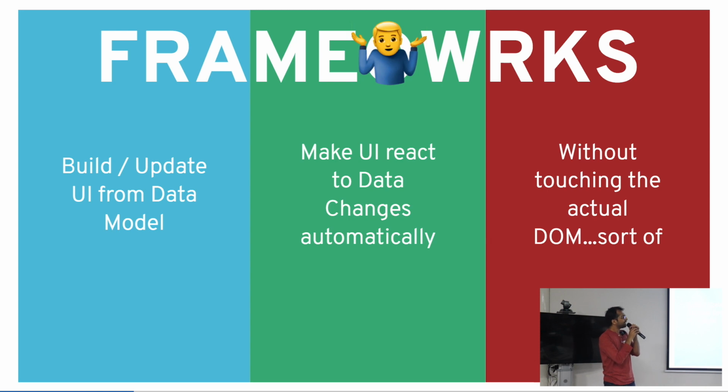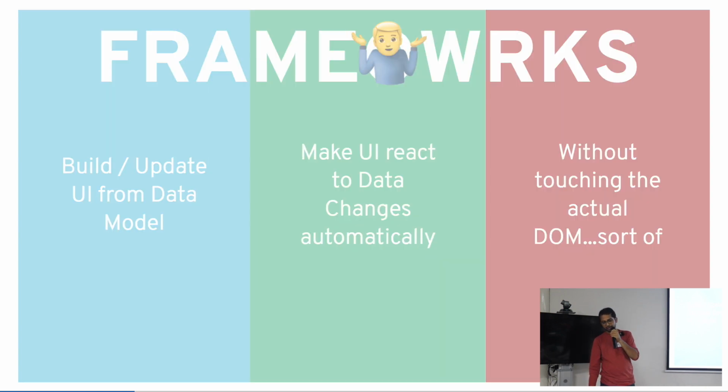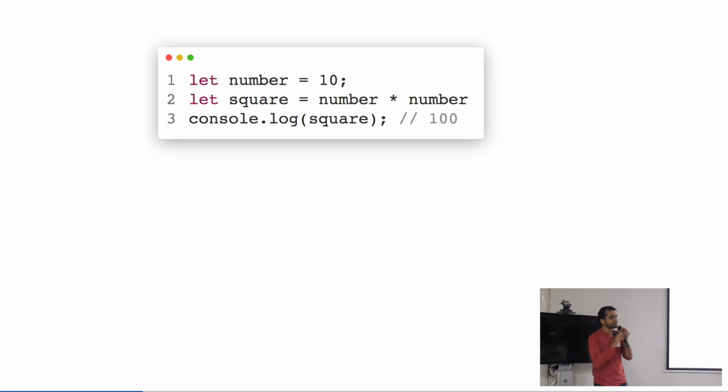Right? And I asked the question, how do they do it? Because if you know JavaScript, it doesn't really work like that. So let's take an example to elaborate on what I'm saying. This example is pretty simple. We have number equals 10, square is number multiplied by number, and you console log. Amazing. So pretty simple here. We are console logging square, and sure enough, we'll get 100, right?